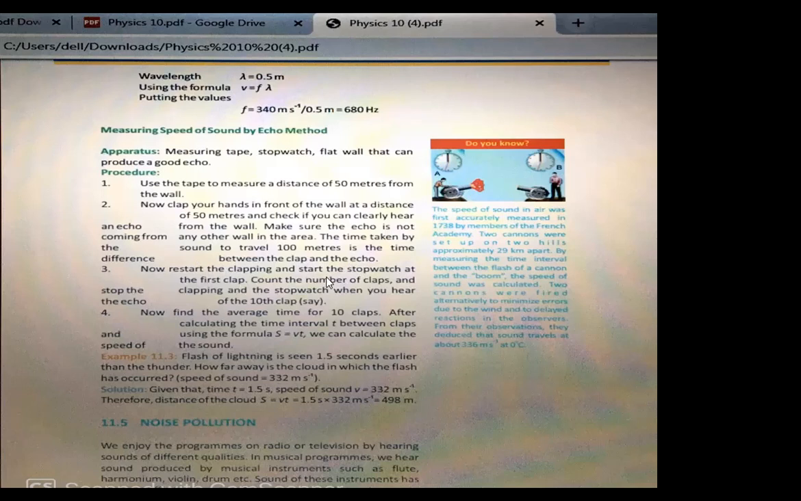Now start the clapping and start the stopwatch. In step 3, you will perform this experiment. You must have a stopwatch in your hand. When your friends clap, one person takes the stopwatch, another person stands, and when someone claps, you turn on the stopwatch. Count the number of claps, and stop when you hear the echo of the 10th clap. Now find the average time of the 10 claps.